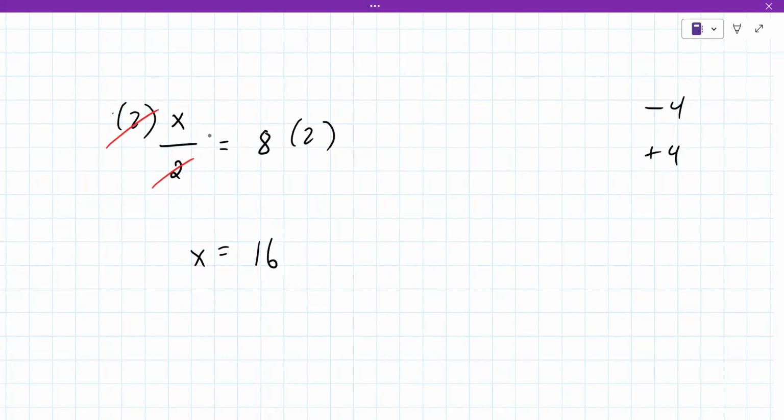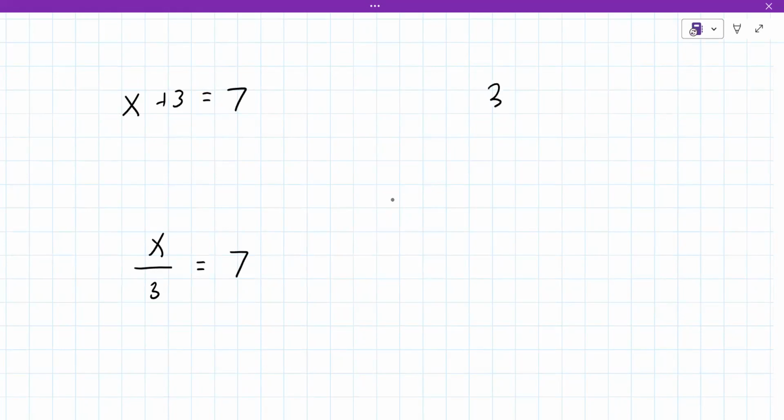So I'm going to give you 4 problems to solve, all one-step equations, and then we'll move on to 2-step equations. Is that okay? Great. All right, so here we go. Let's go: x plus 3 equals 7. X divided by 3 equals 7. And 3x equals 21. 7 equals x minus 3. So I'd like you to solve each of these, please.